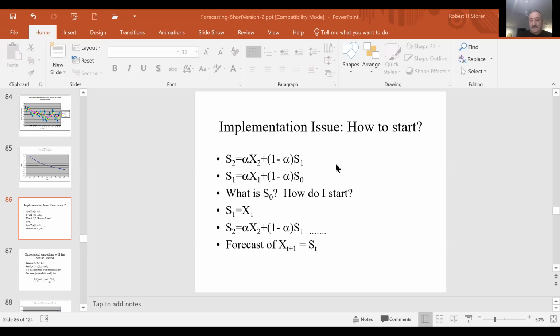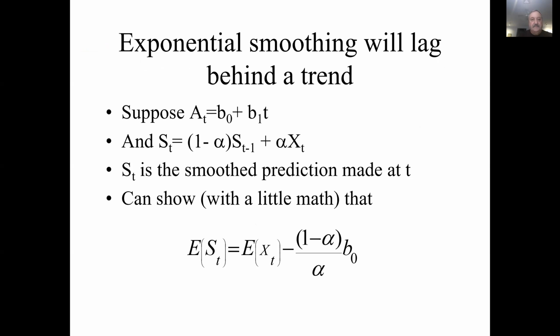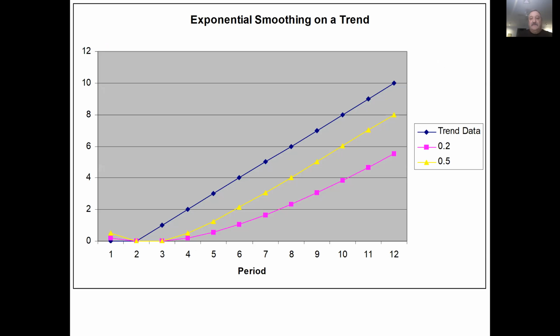All right, so that's kind of how I started off with exponential smoothing. It turns out that if your time series has a trend in it, exponential smoothing will lag behind it. So for example, suppose my data is a straight trend, just like this. If I apply exponential smoothing to this with alpha equal to 0.5, I get the yellow. If I apply alpha equal to 0.2, I get this pink. So the point is exponential smoothing lags behind.